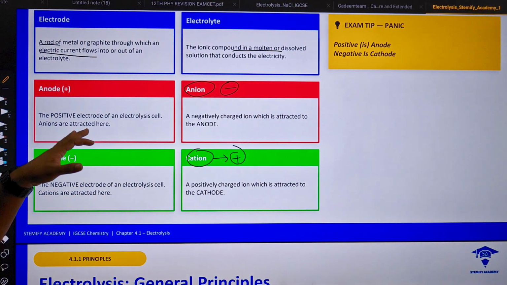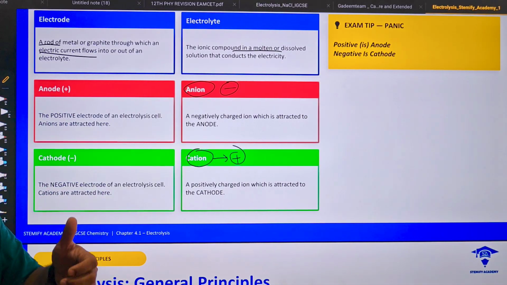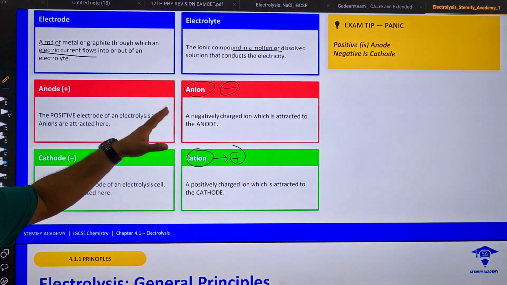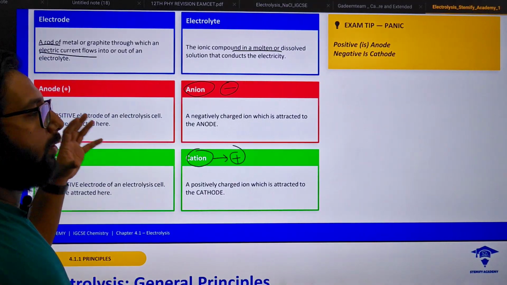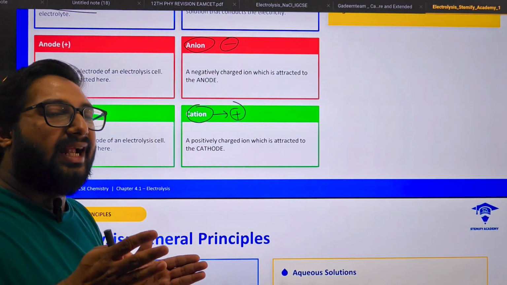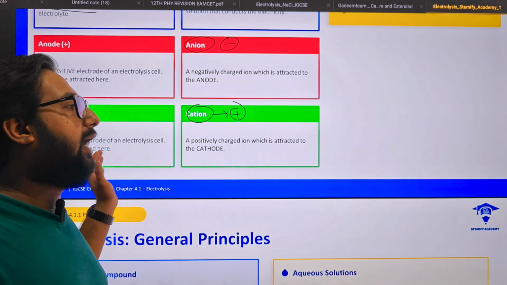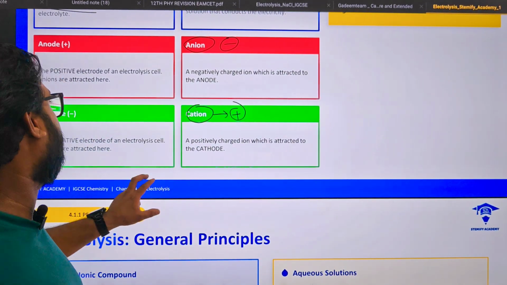Now, anode is an electrode which is positive. Anode, which is positive, attracts anions. That is why it is called anode, because anode attracts anions. Cathode is negative and cathode attracts cations. Because cathode attracts cations, it is called cathode.